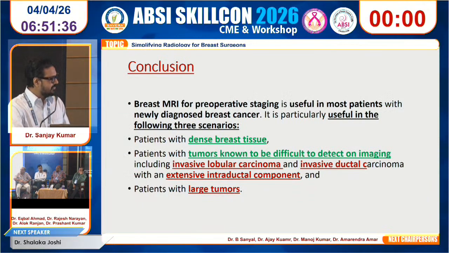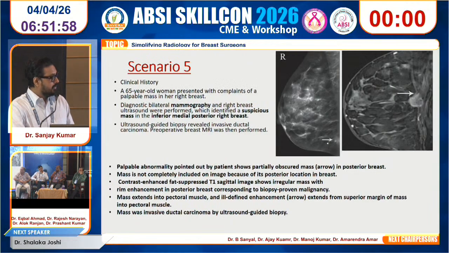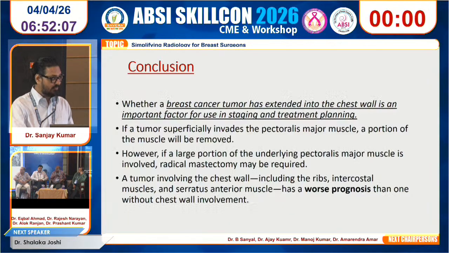So take home message: breast MRI preoperative staging is useful in most patients with newly diagnosed breast cancer, particularly in the following 3 scenarios. Dense breast tissue, there is a need of MRI. Tumors known to be difficult to detect on imaging need MRI, like invasive lobular carcinoma and ductal carcinoma. In patients with large tumor, always need MRI. And again, any lesion that is attached to the chest muscles, you have to know the extent of the lesion, so that's why there is indication of MRI.